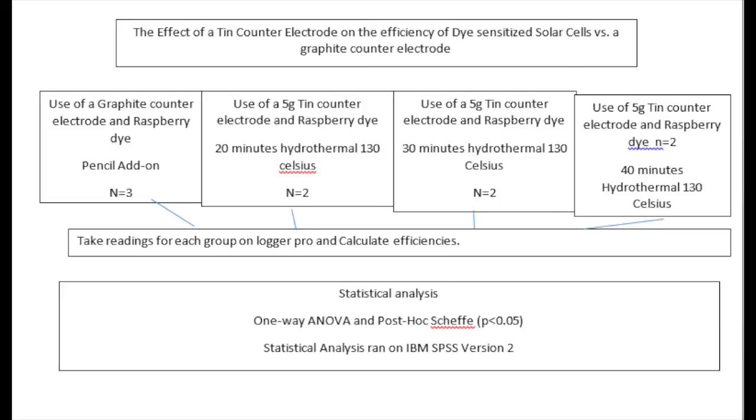Readings for each group will be taken using Logger Pro, and efficiencies will be calculated. Statistical analysis will be done using one-way ANOVA and a post-hoc with a p-value less than 0.05. Statistical analysis will be run on IBM SPSS version 20.